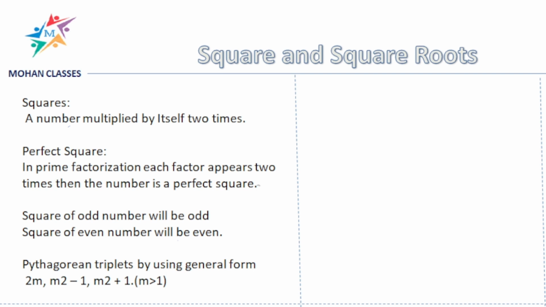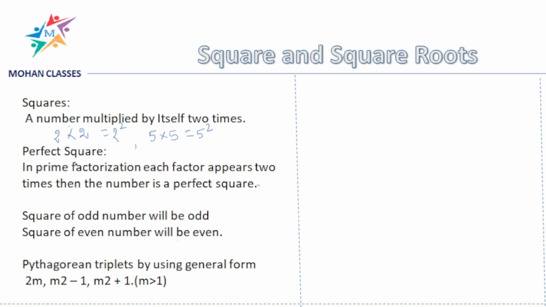Here, what is a square? A square is a number multiplied by itself 2 times. For example, 2 multiplied with 2, what will you get? 2 square. Similarly, 5 multiplied with 5 is 5 square. So a number multiplied by itself 2 times is called a square.